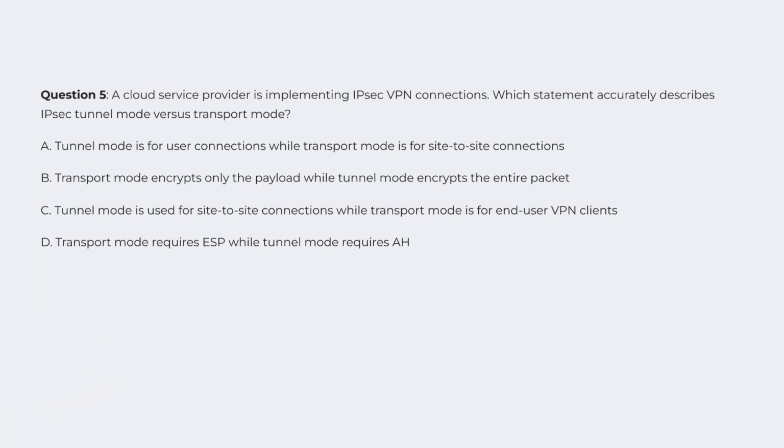Question 5. A cloud service provider is implementing IPsec VPN connections. Which statement accurately describes IPsec tunnel mode versus transport mode? A. Tunnel mode is for user connections, while transport mode is for site-to-site connections. B. Transport mode encrypts only the payload, while tunnel mode encrypts the entire packet. C. Tunnel mode is used for site-to-site connections, while transport mode is for end-user VPN clients. D. Transport mode requires ESP, while tunnel mode requires AH.